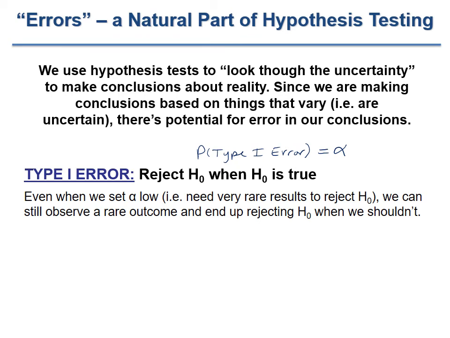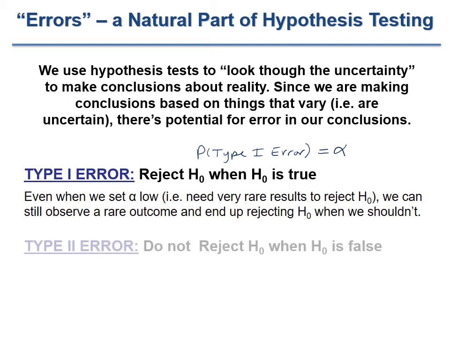So even if we set it super low, we're still going to reject the null hypothesis when the null hypothesis is in fact true, sometimes. The other side, type 2 error, is not rejecting H0 when H0 is false, so not rejecting H0 when we should. Here, the probability of type 2 error is called beta.